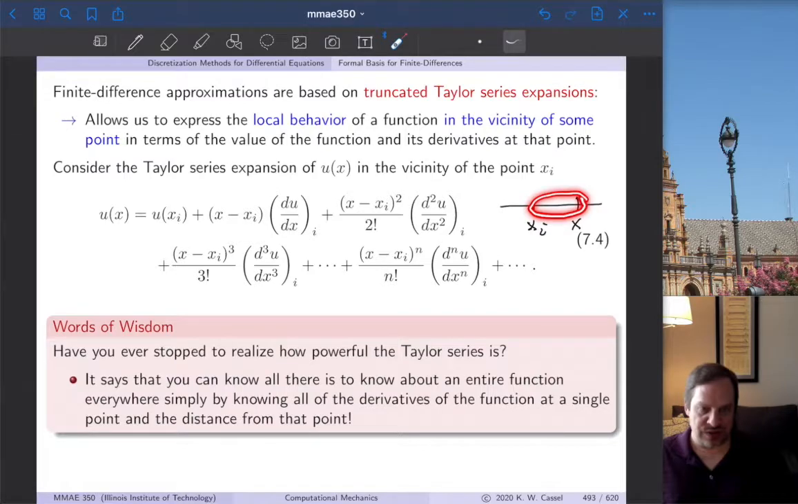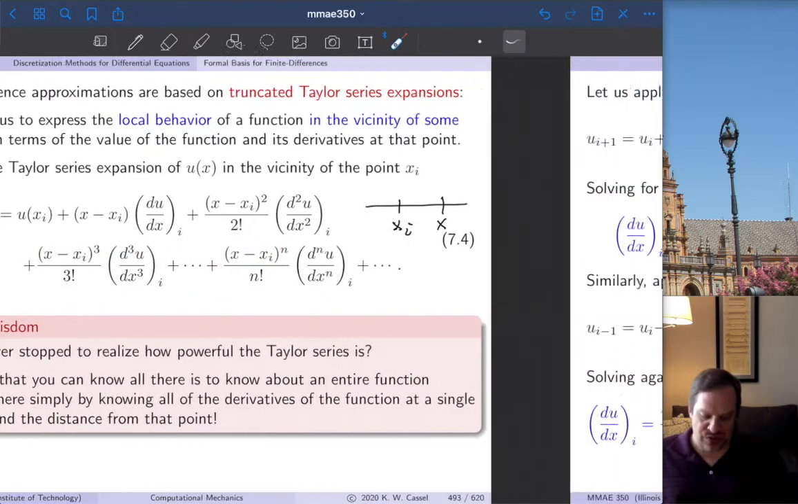What we're actually going to do is truncate this. We're going to get rid of some of these higher order terms, and by doing so it becomes an approximation, in which case this distance has to be small enough to warrant that approximation. But if I don't make that approximation, if I keep all the terms, if I don't truncate it, then this is an exact expression. It's very, very powerful, very interesting. All right, so this is the general equation. 7.4 is the general expression for a Taylor series.